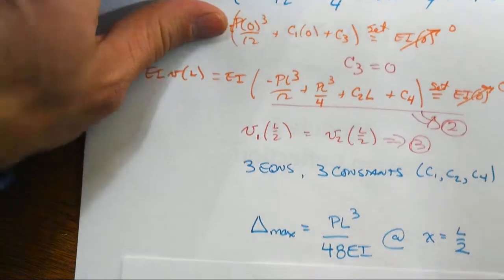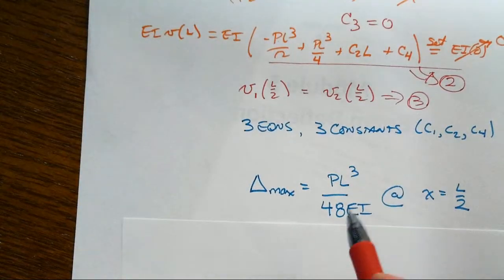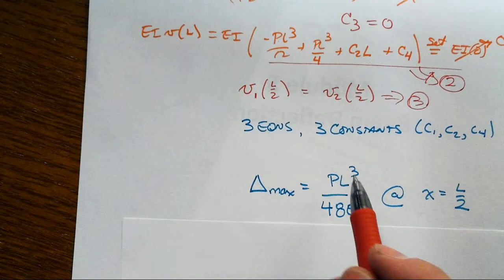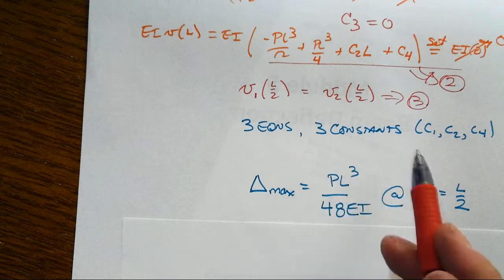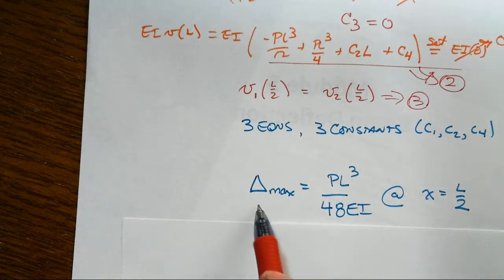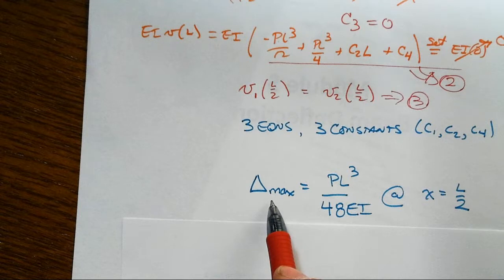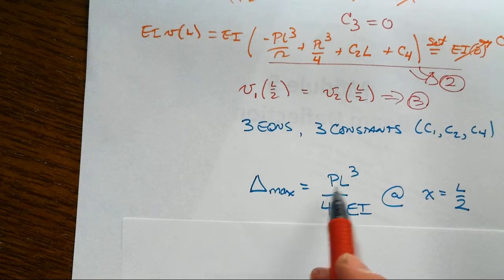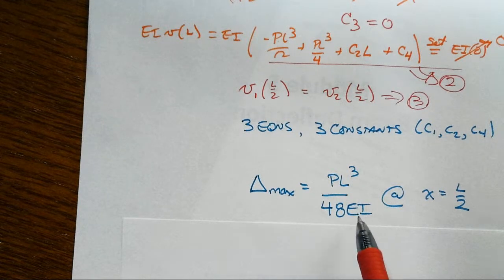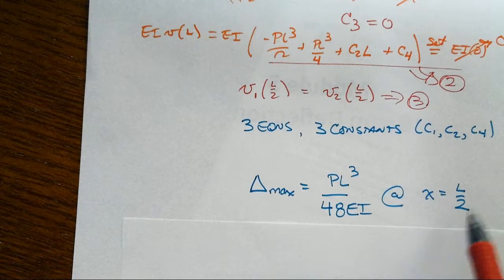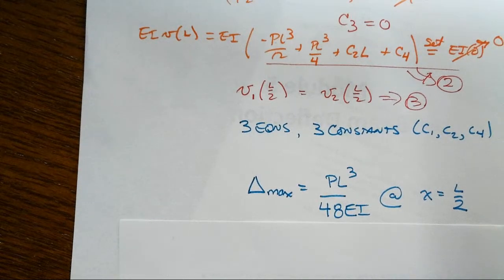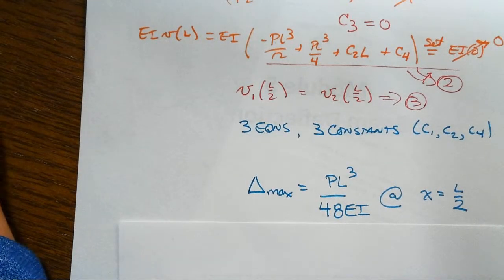But you do that, and then you find out where the first derivative of all of that stuff is equal to 0. That will be at the midspan. And you'll find out when you plug back into your displacement equations that delta max equals PL cubed over 48 EI. Of course, that's happening at the midspan. That's what you've got to go and work on yourself to prove that that really is the case.